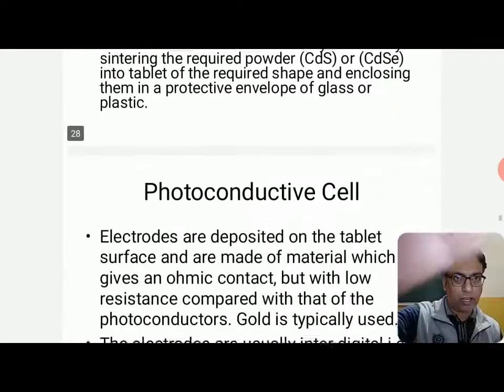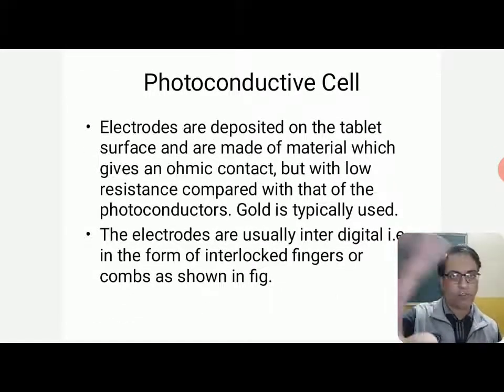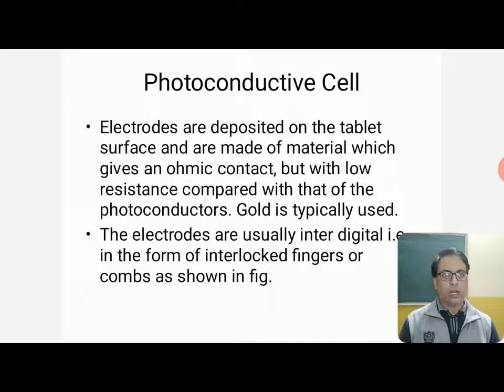Let us see the figure of this. First of all, let us see the construction. Electrodes are deposited on the tablet surface and are made of a material which gives an ohmic contact, but with low resistance compared with that of the photoconductor. Gold is typically used. So for electrodes normally we use gold, a material having low resistance, and gold is one of the best examples to make the electrode.